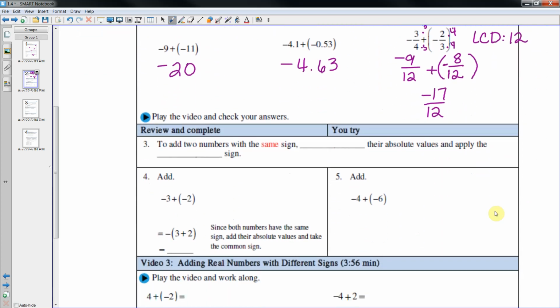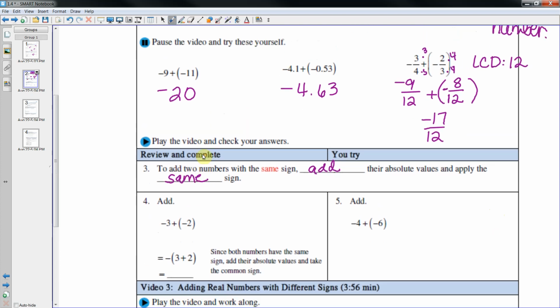So the rule that the book will always tell you talks about using absolute values. So to add two numbers with the same sign, you add their absolute values and apply the same sign. I don't talk about doing absolute values. I talk about just the rules that I wrote up at the top about adding the same number, keeping the sign, subtracting, and keeping the sign. So negative 4 plus negative 6, same sign. Add them, keep the sign.